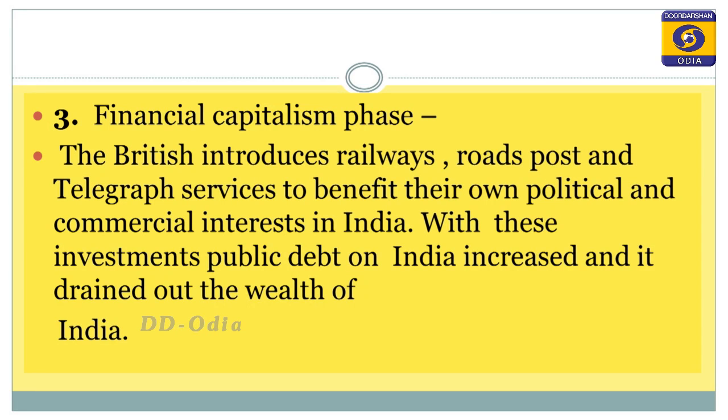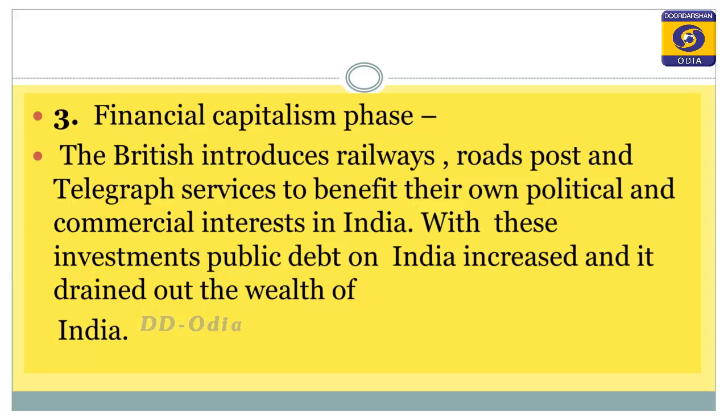Then the third phase is financial capitalism. In this phase, the British officials wanted to bring change in the transport and communication system of India. They introduced railways, then roads, post and telegraph services to benefit their own political and investments. Public debt on India increased and it drained out the wealth of India.